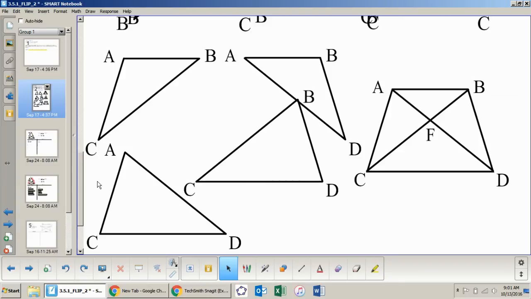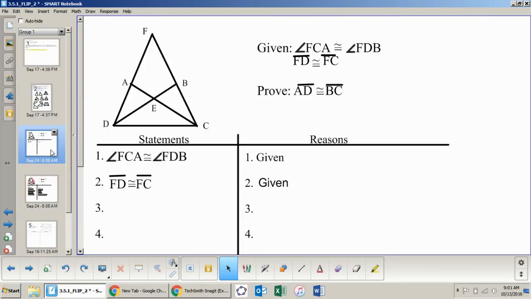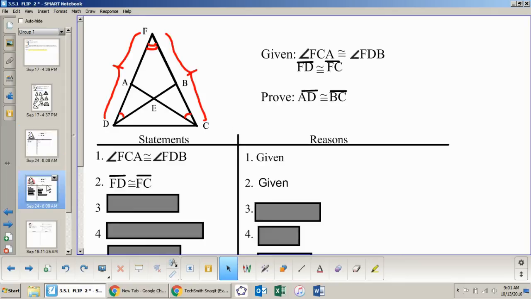Let's take a look at an example of a proof where we have some overlapping triangles. Here's one. We have some given information, and we're trying to prove that segment AD and BC are congruent to each other. So there are several different overlapping triangles here. We're looking for the one that will help us the most to get to our proof statement. Let's take a closer look. Once we mark this diagram, we see that the two angles are marked congruent and these full sides are marked congruent. We also have a reflexive angle at F.